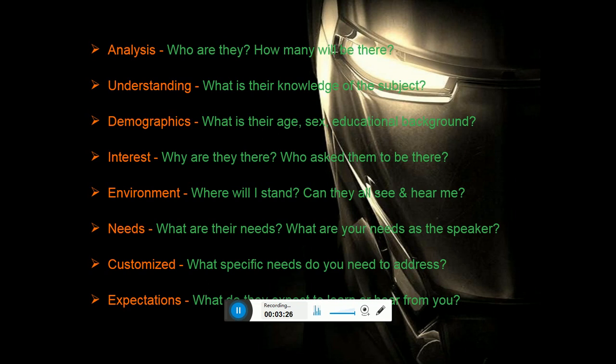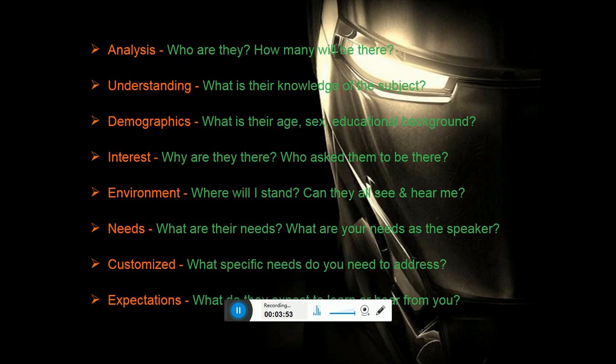Then is needs. What are their needs? What are your needs as a speaker? So here we are focusing on two dimensions: what are your audience's needs, what they require from you, and what are your needs as a speaker, and what is your responsibility. Needs of the speaker here means what is your response, what is your responsibility.